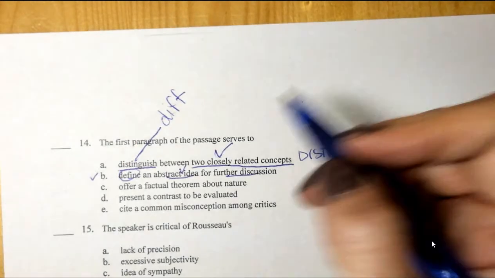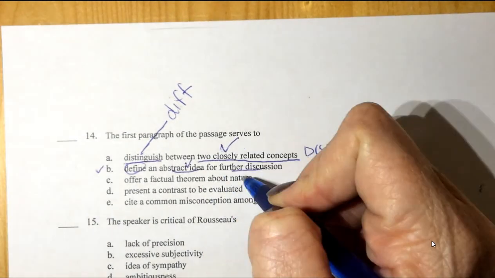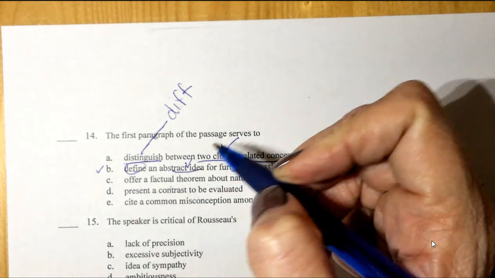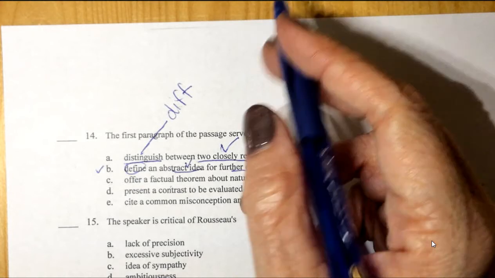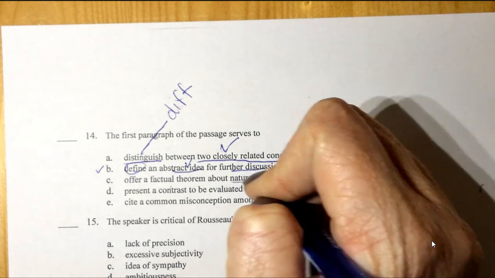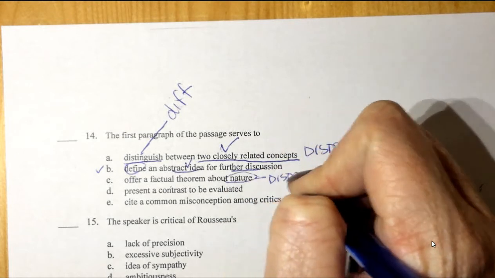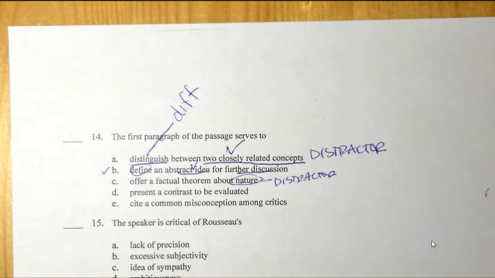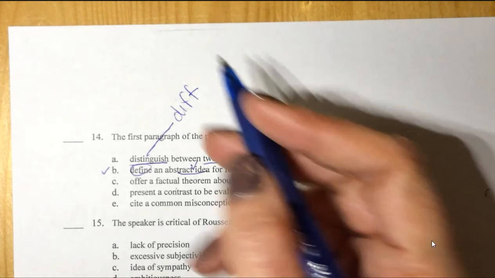Offer a factual theorem about nature. So a factual idea, or categorize, right, about nature. Not really, but I would also call this a distractor because, remember, a distractor a lot of times has the word, or has a word from the passage. So notice that this is a quality in nature, not about nature. Does that make sense? So that would be a distractor, so that's not right.